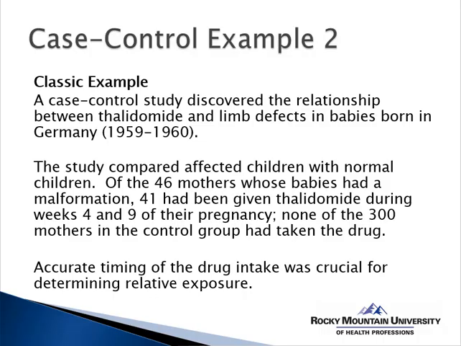What you do instead is you look at the mothers whose babies had malformation and you compare them to mothers who did not have babies with malformation. And what they found here is of 46 mothers who had malformation, 41 had been given thalidomide during weeks 4 and 9 of their pregnancy. None of the 300 mothers in the control group had taken the drug.